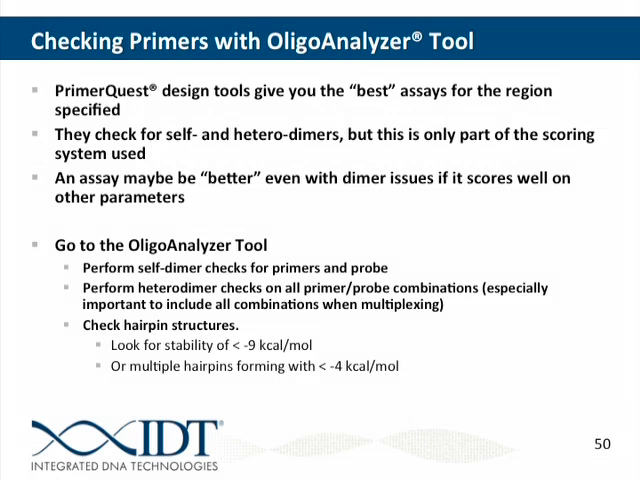And so PrimerQuest itself will check for self and heterodimers, but again, this is only a small part of the scoring system that's used. It also scores based on amplicon length and Tm and GC content and all of those things. And based on all of those different scoring parameters, PrimerQuest will put the top scoring assay first. So that doesn't always mean that you can guarantee that that assay won't have some small secondary structure or dimer issues. So it's always best just to make sure and go back and check these things.